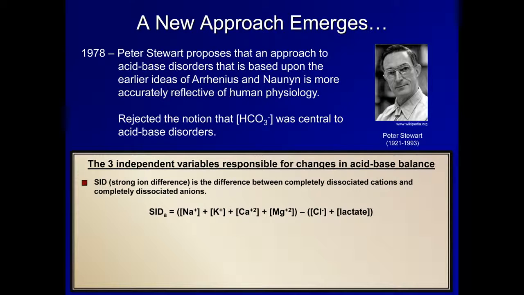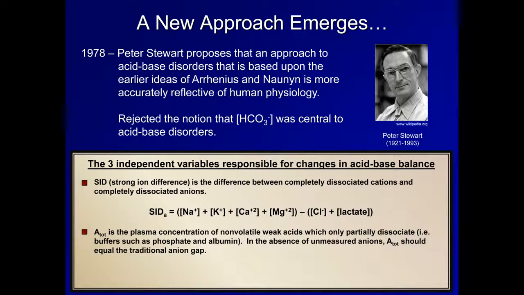specific calculation used. A total is the plasma concentration of non-volatile weak acids which only partially dissociate, such as phosphate and albumin. In the absence of unmeasured anions, A total should approximately equal the traditional anion gap. Finally, PCO2 is the partial pressure of carbon dioxide in arterial blood, just the same as it is in the traditional and Copenhagen approaches.